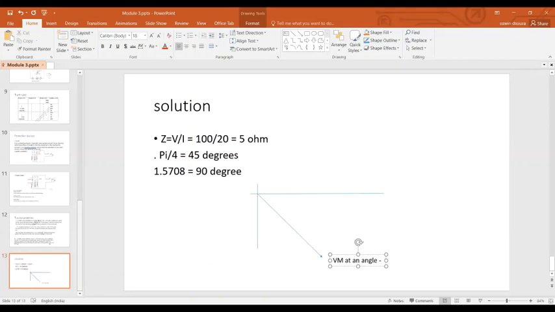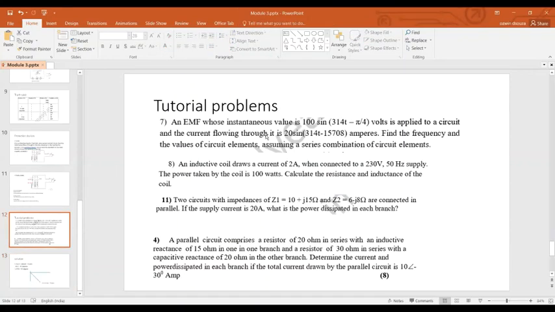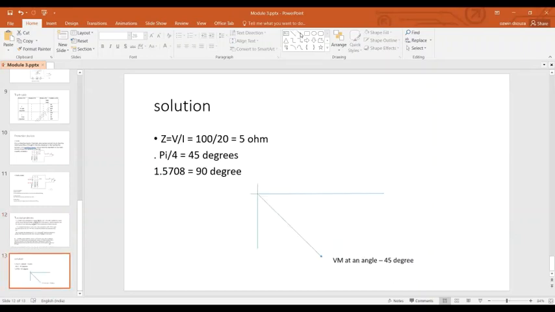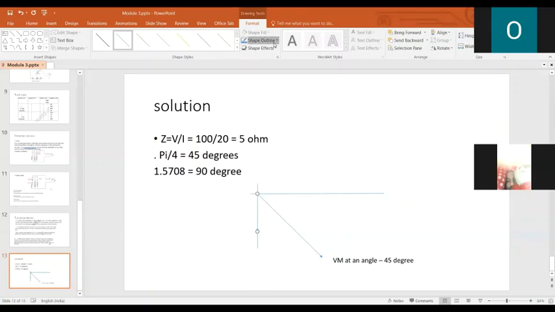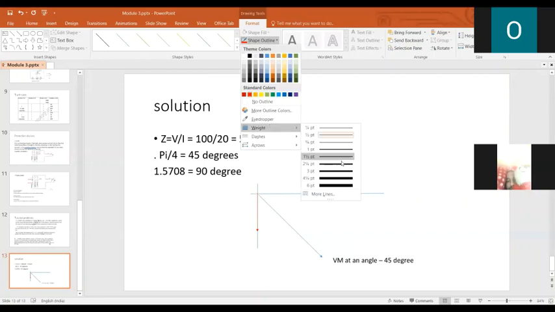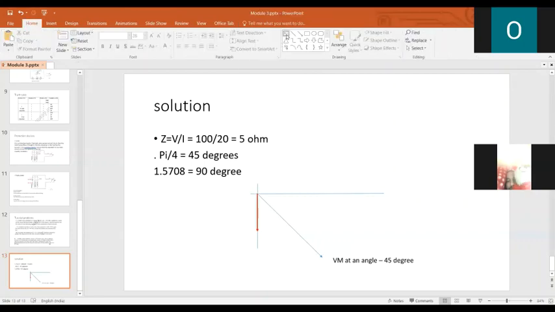minus 45 degree. Okay, that's my Vm. And then I have my current equation. It says the maximum value of current is 20. And what is the phase? 1.57 radians, which is equivalent to 90 degrees. So my current axis is going to be this. Okay. So let me draw it with a different line. Slightly, let me thicken it. Okay, fine. So this is my current.